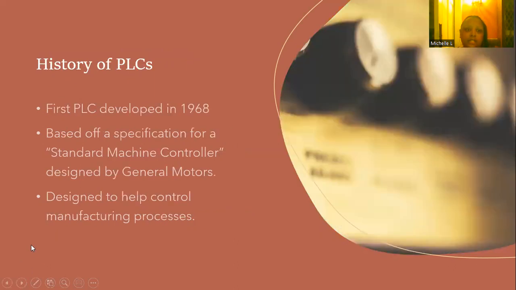PLCs were first developed in 1968 by a group of engineers at General Motors based off of specifications for a standard machine controller. And the purpose of these machine controllers was to help control the manufacturing processes to make them more efficient in running an auto plant.